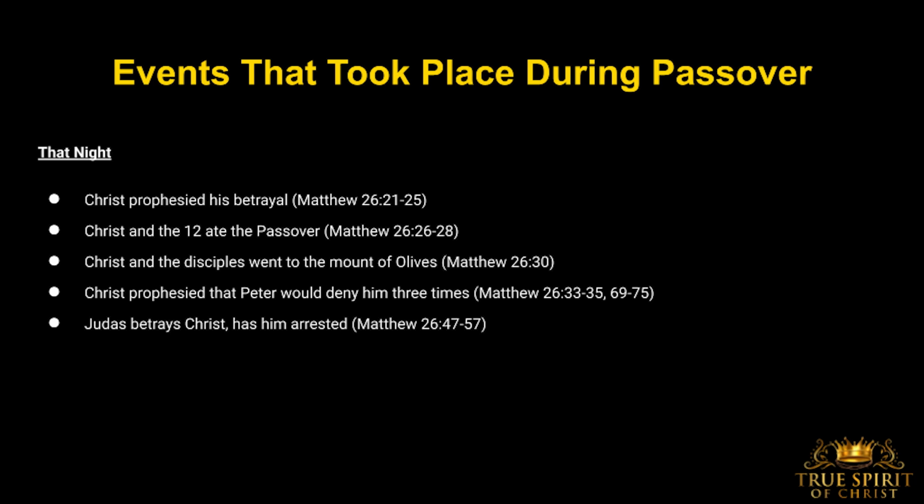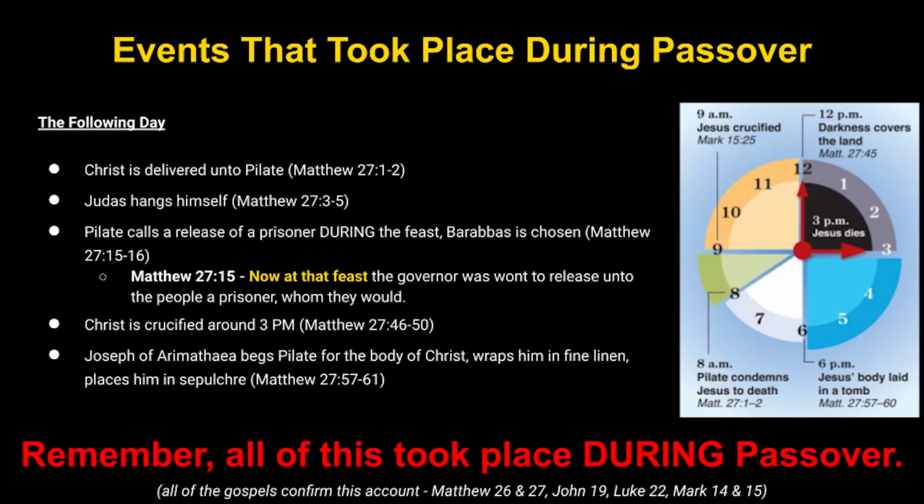He sat down with the 12 to eat the Passover meal. Then after, they went to the Mount of Olives. During that time, Christ prophesied that Peter would deny him thrice. During that time, Judas Iscariot came with officers and betrayed Christ, having him arrested. The following morning, Christ was delivered unto Pontius Pilate. Judas Iscariot hanged himself out of grief and guilt, and Pontius Pilate called a release of a prisoner during the feast.